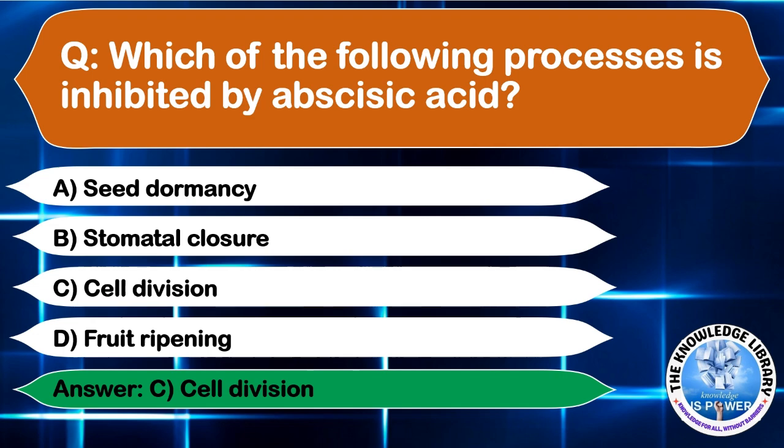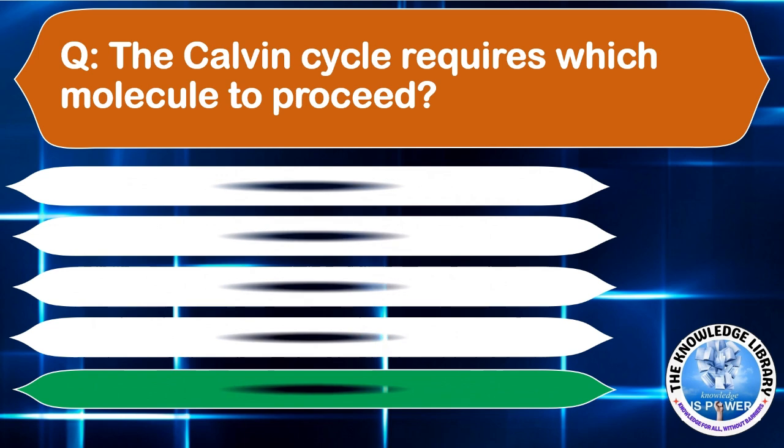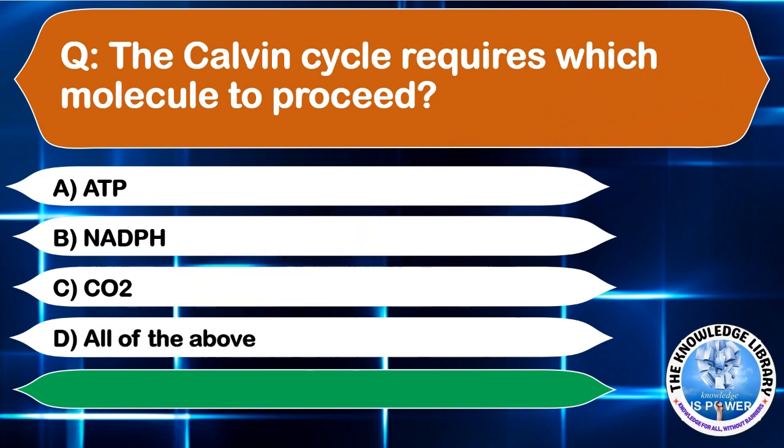Moving to the next question. The Calvin cycle requires which molecule to proceed? Option A, ATP. Option B, NADPH. Option C, CO2. Or option D, all of the above. The correct answer is option D, all of the above.